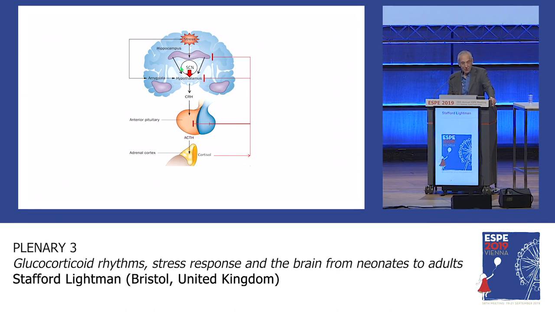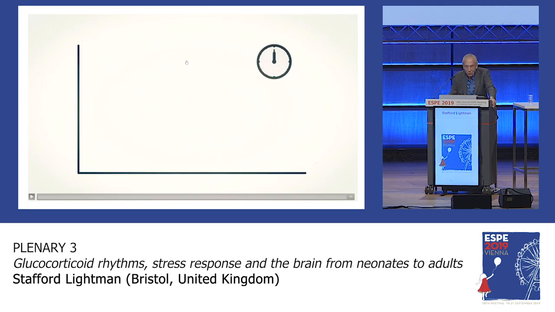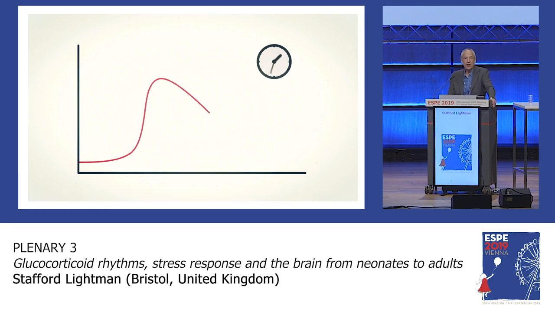Now, the SCN projects to the hypothalamus. It regulates the release of corticotrophin-releasing hormone, which then acts on the anterior pituitary, which produces ACTH, and ACTH produces cortisol. And because the clock is in the suprachiasmatic nucleus, your anticipation is that it would give you a simple 24-hour rhythm. And so what one's expectation is that at nighttime there would be very low levels of cortisol, then before you wake up it would increase, and then it would slowly decrease throughout the rest of the day.